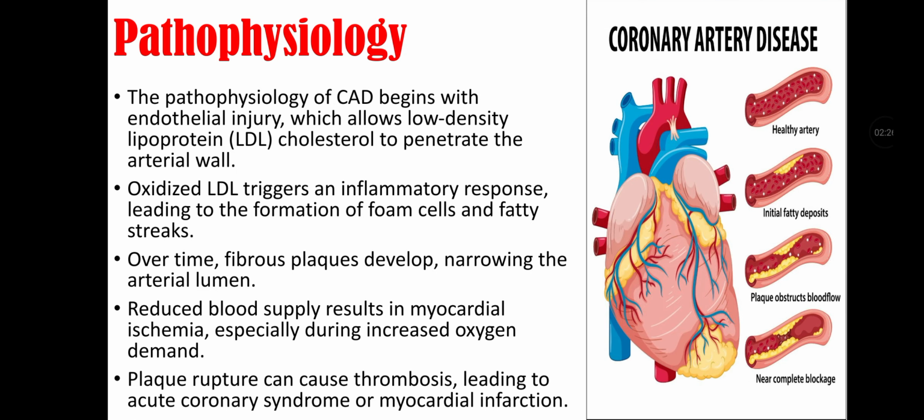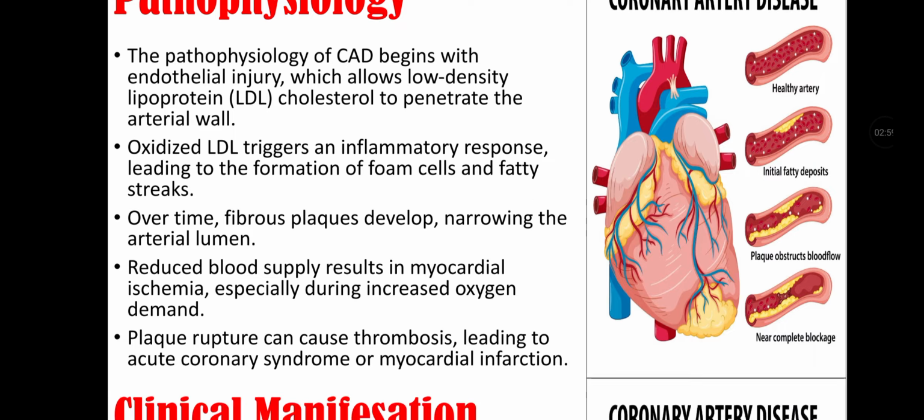Pathophysiology of coronary artery disease. Pathophysiology of coronary artery disease begins with endothelial injury, which allows low density lipoprotein cholesterol to penetrate the arterial wall. Then this oxidized low density lipoprotein triggers an inflammatory response leading to formation of foam cells and fatty streaks. Over time, fibrous plaque develops, narrowing the arterial lumen, and this reduced blood supply results in myocardial ischemia, especially with increased oxygen demand. Plaque rupture can cause thrombosis leading to acute coronary syndrome or myocardial infarction.